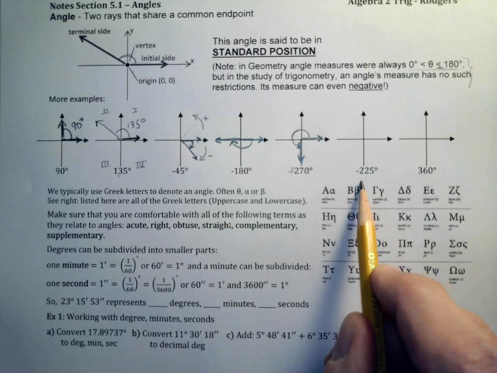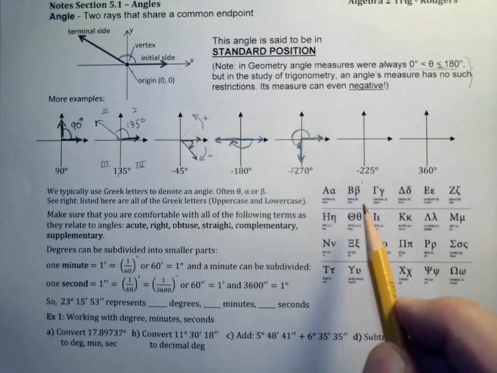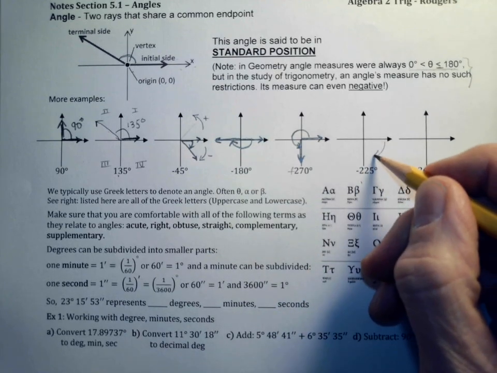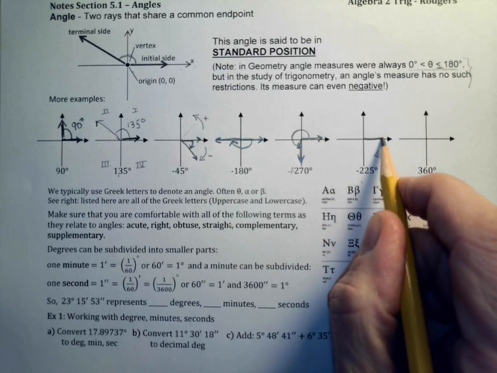All right, so negative 225 degrees. Think about which quadrant we're in. We know we're rotating this way now, right, because it's negative. So we have the initial side here.